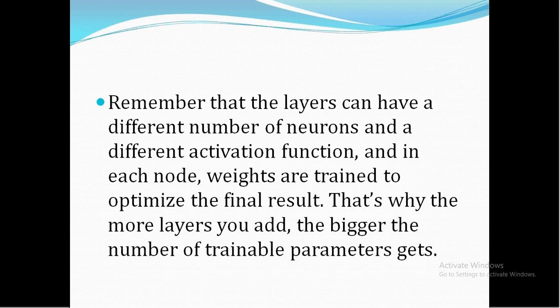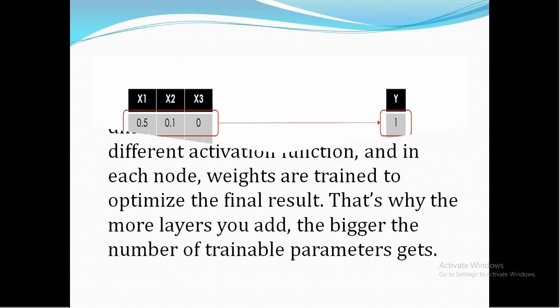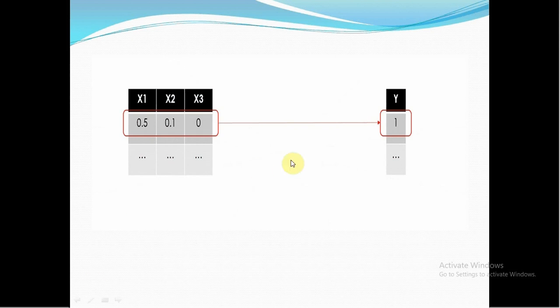Remember that the layers can have a different number of neurons and a different activation function. And each node's weights are trained to optimize the final result. That's why the more layers you add, the bigger the number of trainable parameters gets. Now, you can review the full picture of a neural network. Please note that in order to keep it as simple as possible, I have not mentioned certain details that might not be of interest to the business.